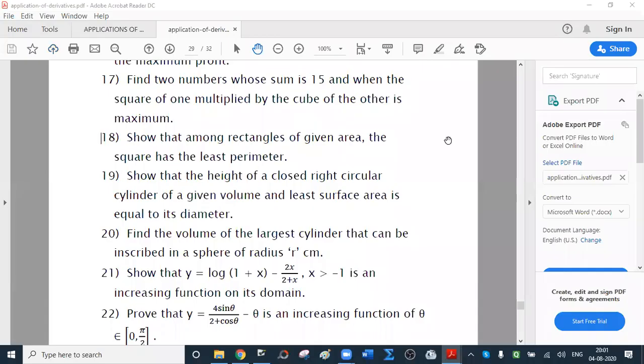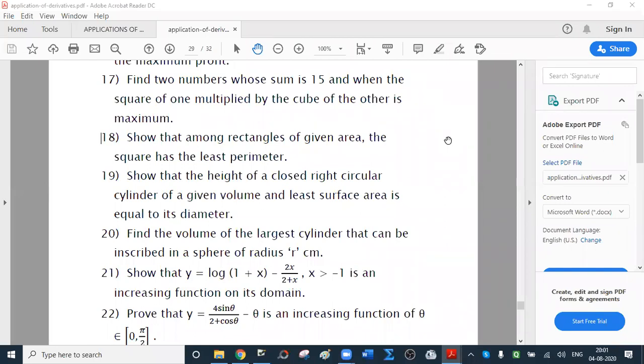Now we discuss sum number 17. Find two numbers. I'm sorry, we have already done that. Sum number 18. Show that amongst rectangles of given area, given means it is constant, the square has the least perimeter. Write down the solution. Start writing.